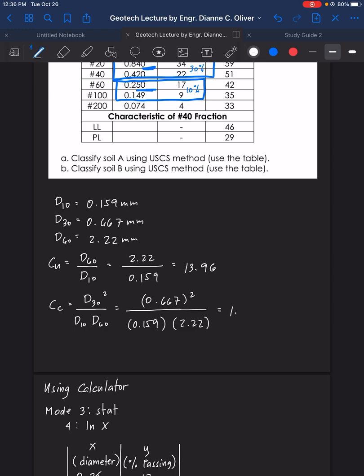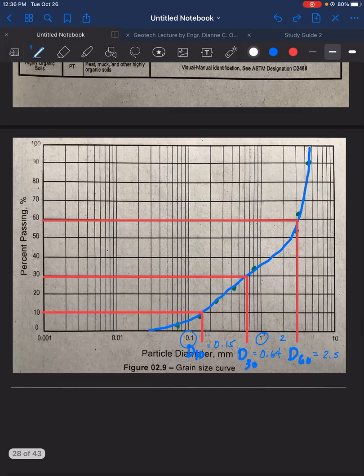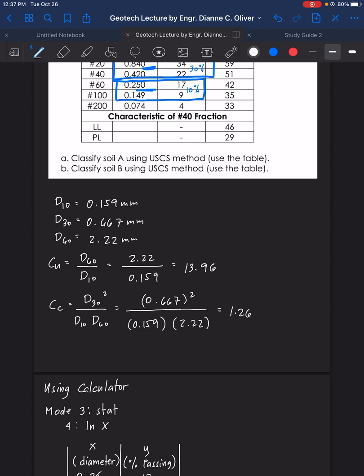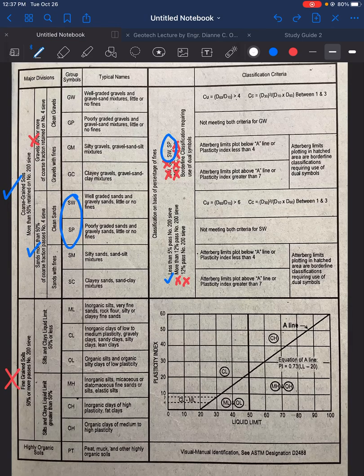That gives 1.26. So 1.26. Okay, so again, let's go back to the table. Again, we are choosing between SW and SP. Now, let's get the values for Cu. Our Cu is 13.96. Is it greater than 6? Yes, indeed, it is. So let's have a bigger check mark there.